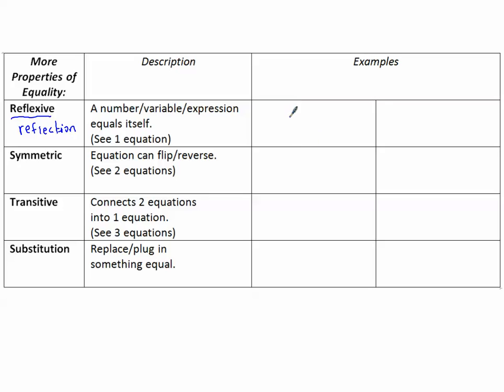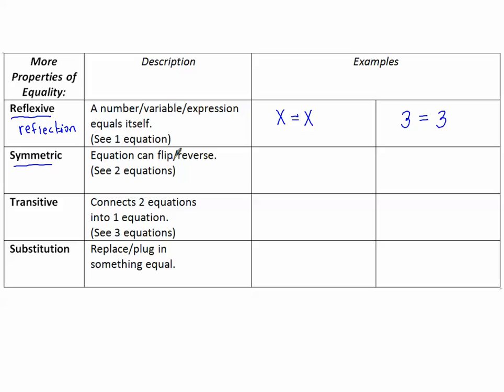So in an equation such as x equals x, the same thing is on both sides of the equation. Or it could be with a number, like 3 equals 3. The reflexive property is when I have one equation and I see the same thing on both sides. One equation. Symmetric property, you'll see two equations.